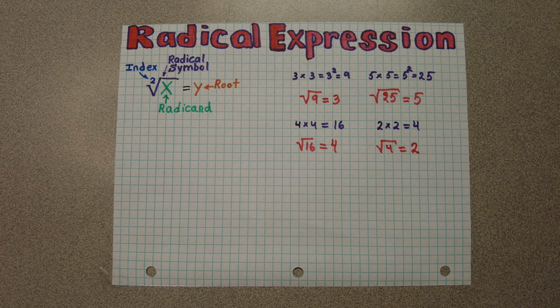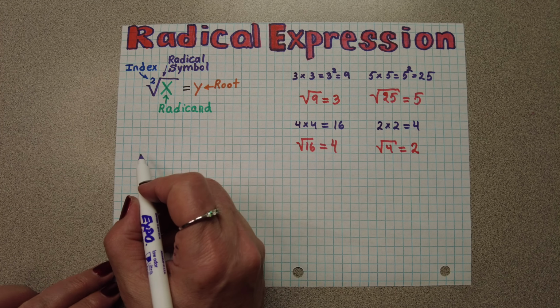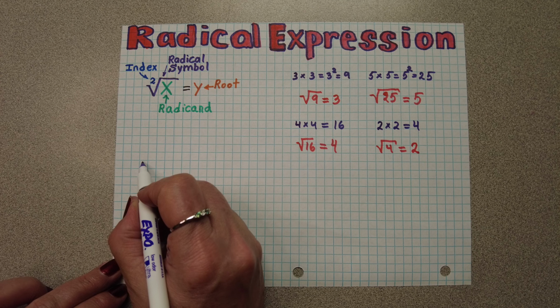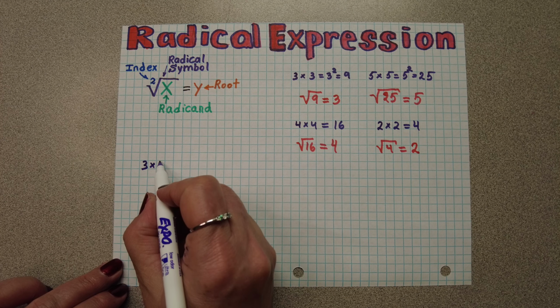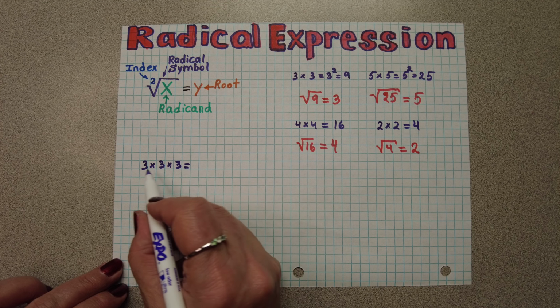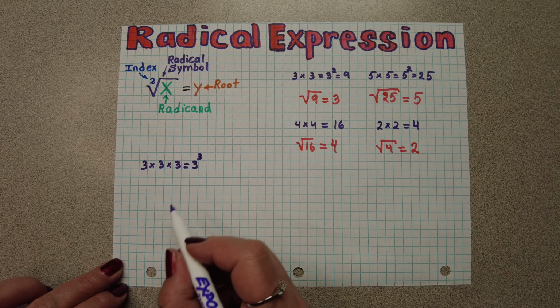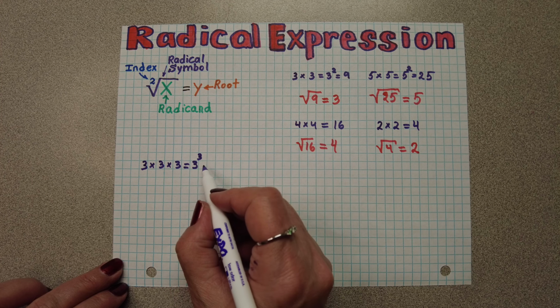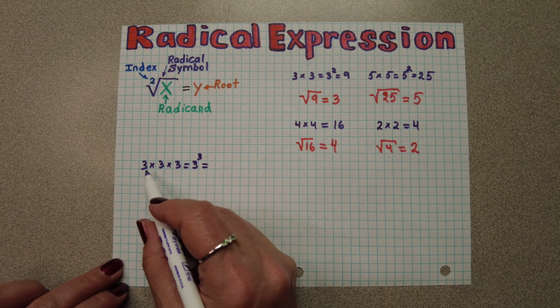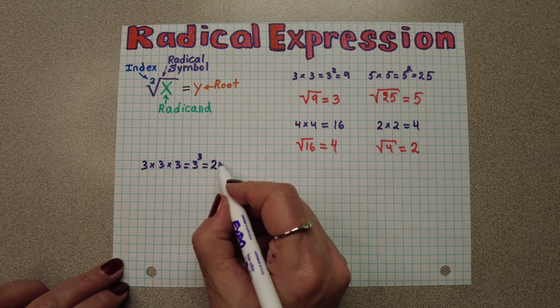Now let's do a different one. What if we have 3 times 3 times 3? This is equal to 3 to the power of 3, or we call this 3 cubed. This is equal to 3 times 3 is 9, 9 times 3 is 27.